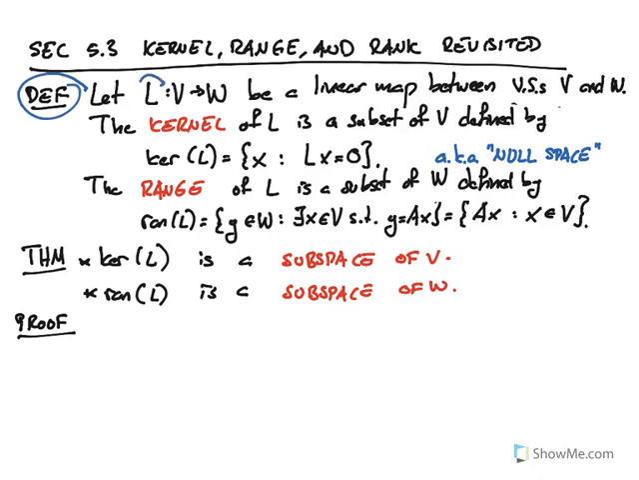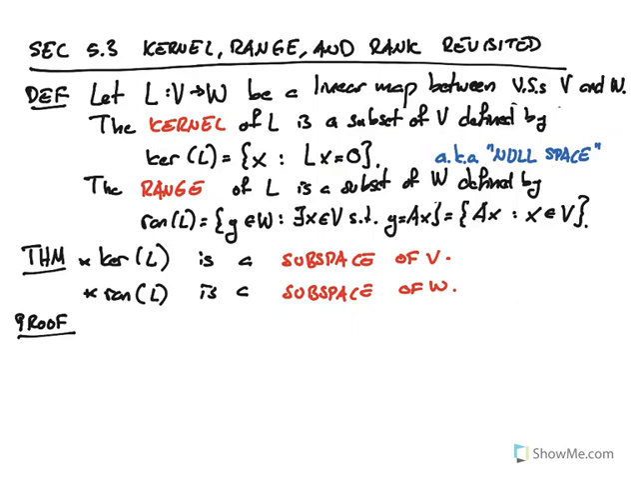So let's start with the definition. We let L be a linear map between two vector spaces, V and W. Then the kernel of this map is a subset of V that's defined as follows. It's a set of all vectors x such that L of x is equal to 0. We sometimes use the term null space for this set.